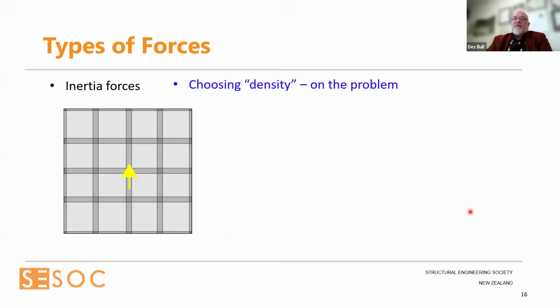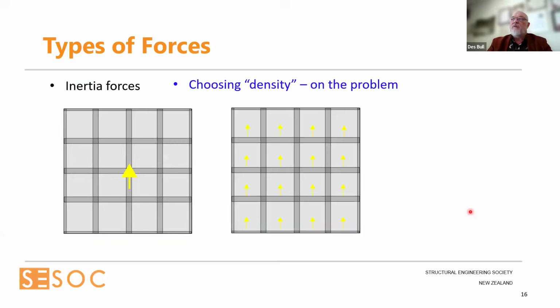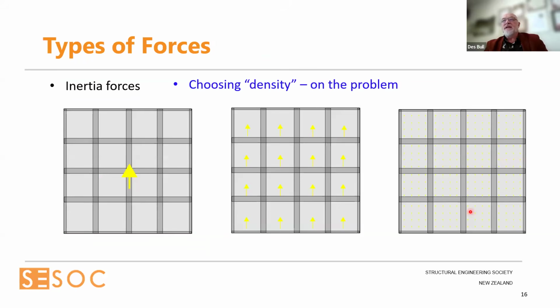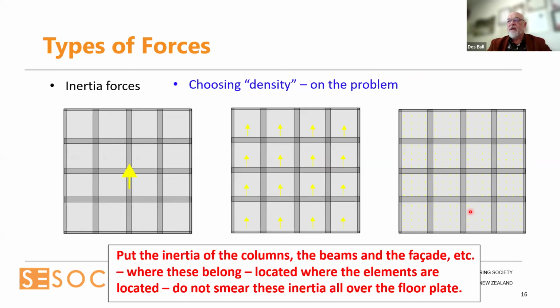Choosing the density on the problem, meaning what layout of inertia do we select? Sometimes a big, simple inertia load at the middle of the floor is enough. Sometimes it's grid line bound. Sometimes it's individual little pieces of inertia over an individual part of the floor plate. Every job dictates it slightly differently.